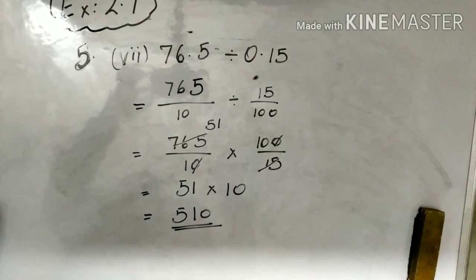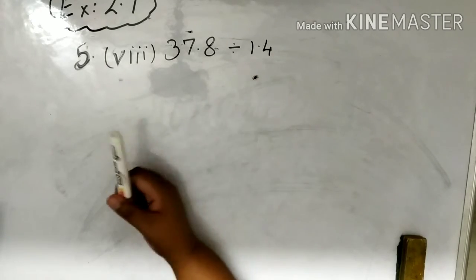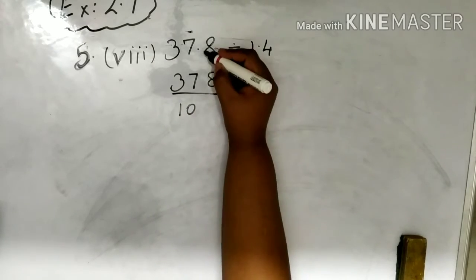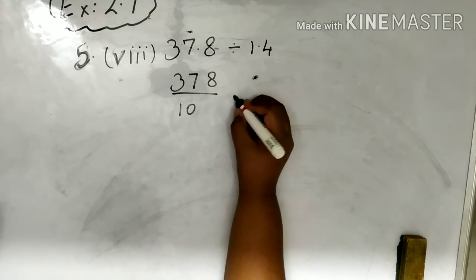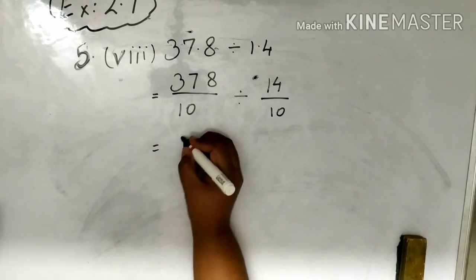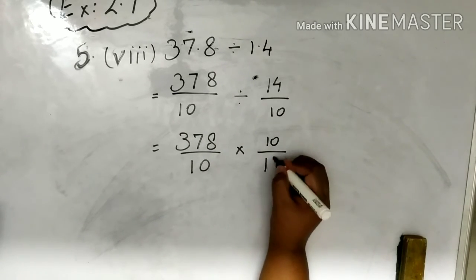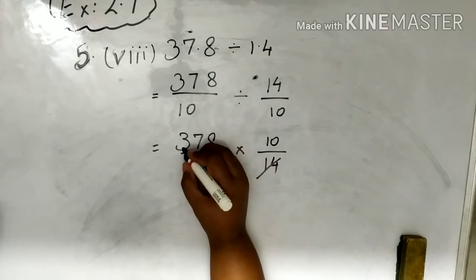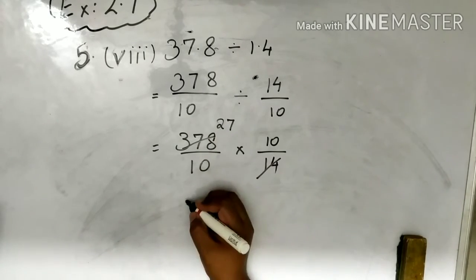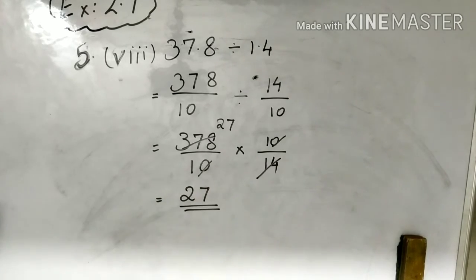Let's move to the fifth question, 8th part, which says 37.8 divided by 1.4. The first step, convert this into fractions. Only one digit after decimal, so divided by 10, divided by 14 divided by 10. Right? Next step, 378 divided by 10 into 10 by 14. Does it directly go in the table? Yes, it goes, and we can write this as 27. Now this 0 also cancels, and we can say the answer is 27.